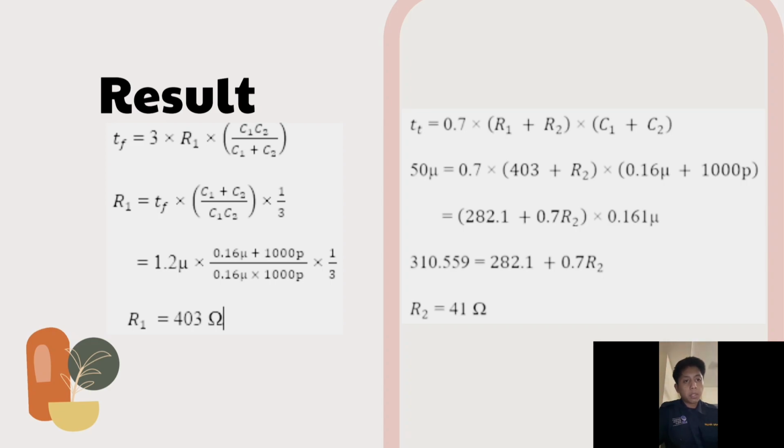Today I want to present about the calculation and simulation.